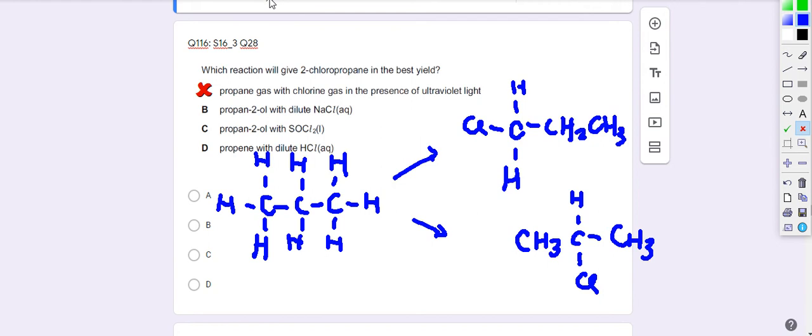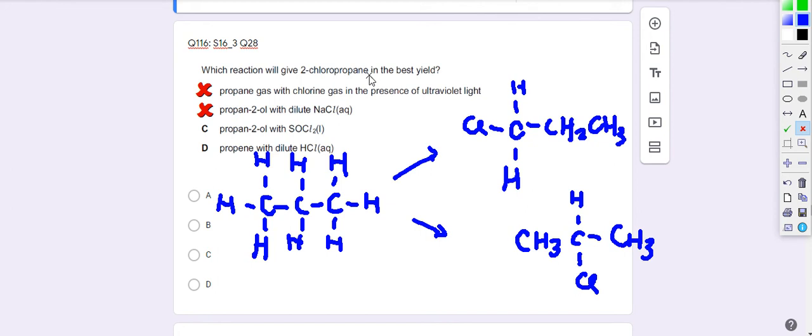Now, to prepare halogenated alkane from alcohol, there are many reagents that we can use. We can use hydrogen halide, HCl. We can use PCl3 with heat. We can use PCl5. We can use SOCl2. But not dilute NaCl. These two will not react to give you halogenated alkane. So B is 0% yield of 2-chloropropane, which is very low, definitely not the best method. Let's look at C, propan-2-ol with SOCl2.